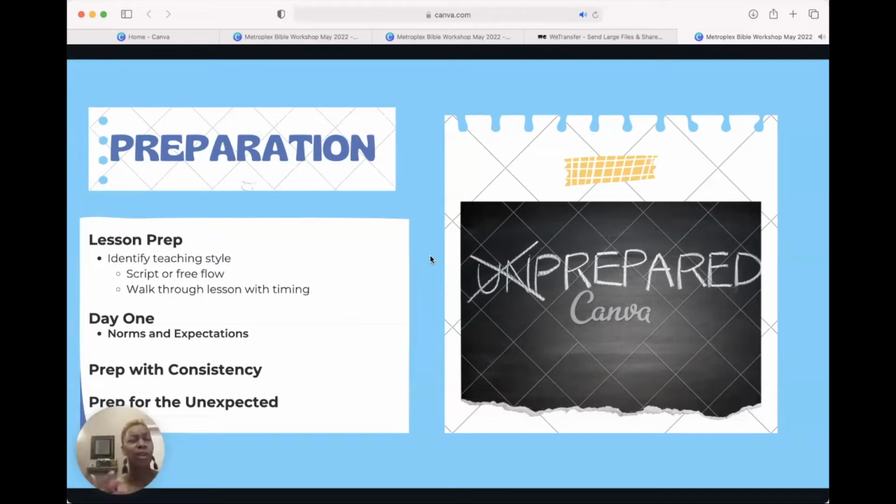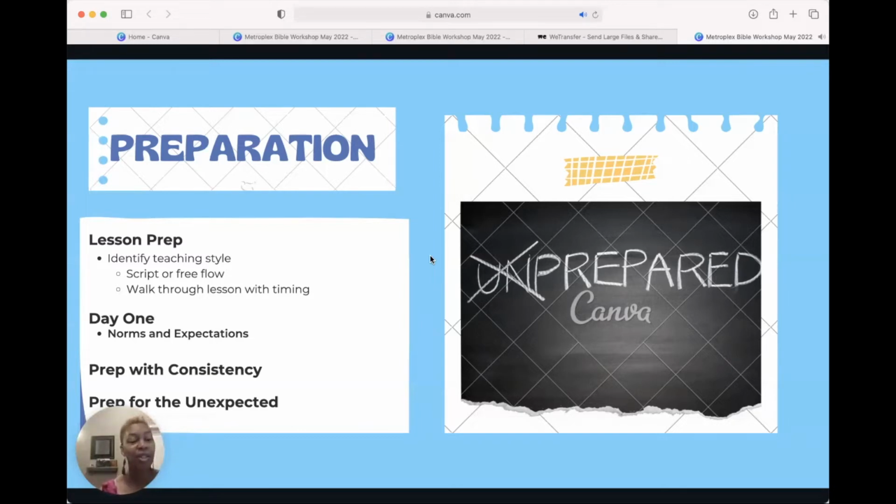If you are more free flowing, you definitely still want to have an outline so that you know what it is that you're going to be discussing and talking about, the scriptures that you will be using, the questions that you will be asking. All of that needs to be prepared well in advance of your class.